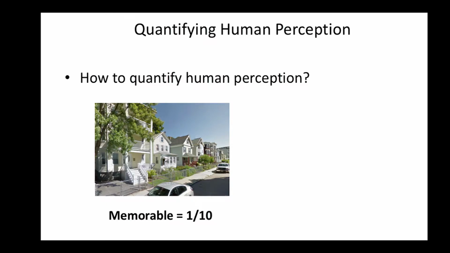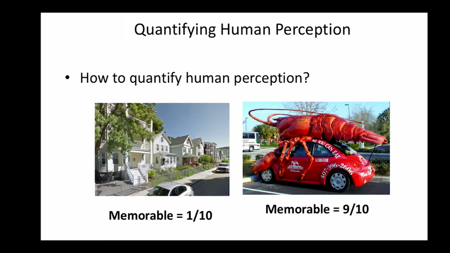So maybe I show you a picture like this, which is just a normal suburban street, and that may not be as memorable. It probably scores very low on the scale of memorability, so maybe I will give it a 1 out of 10. But if I see a scene like this, maybe that's really memorable. I think you'll probably remember if you see a car with a big lobster strapped on it driving around. So as you can see, there's a dimension to this, which is the emotional response invoked by this picture, and a lot of these pictures will generate emotional responses that are pretty consistent across people, and that can in some ways be quantified.